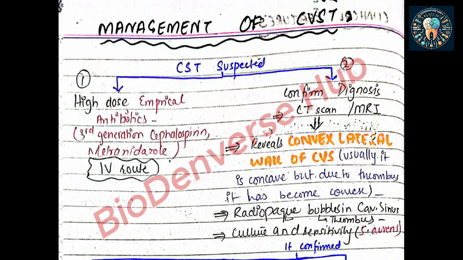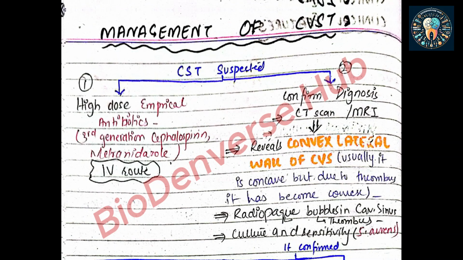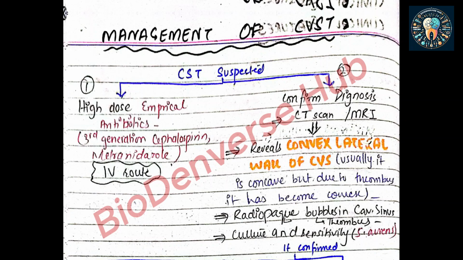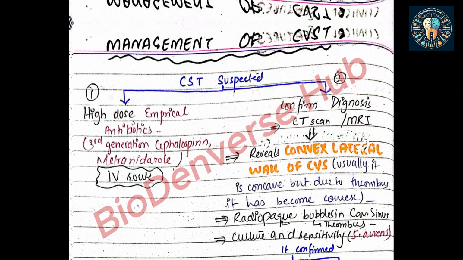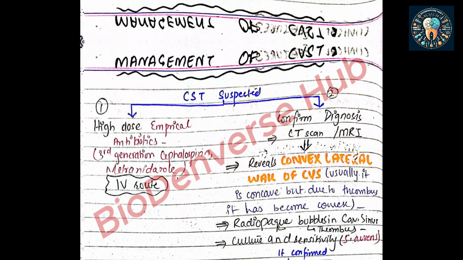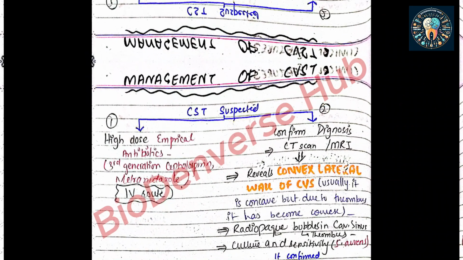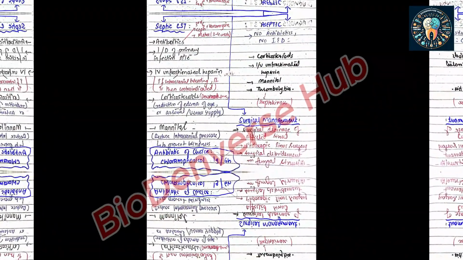Secondly, a radio-opaque bubble in the cavernous sinus will also be present, and that will directly show you the thrombus formation. Culture and sensitivity, if performed, will reveal Staph aureus colonies in the culture. So now you have confirmed the diagnosis through the CT scan and MRI as well. After that, what will be the protocol or sequelae?